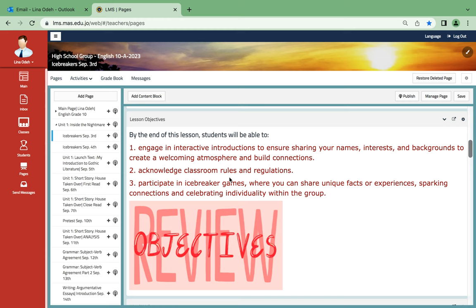You will engage in interactive introductions to ensure sharing your names, interests, and backgrounds to create a welcoming atmosphere and build connections. You will acknowledge classroom rules and regulations. You will participate in icebreaker games where you can share unique facts or experiences, sparking connections and celebrating individuality within the group.